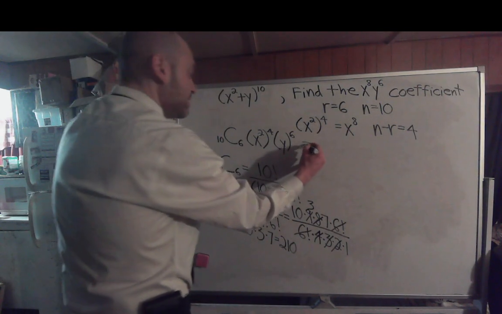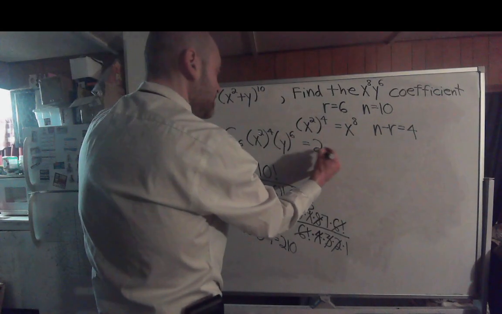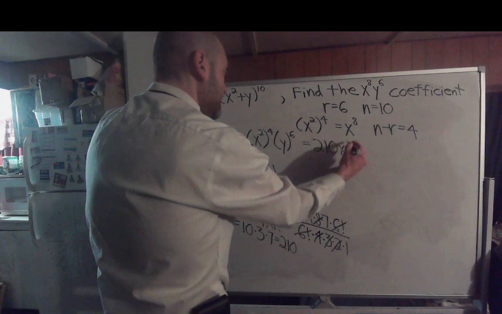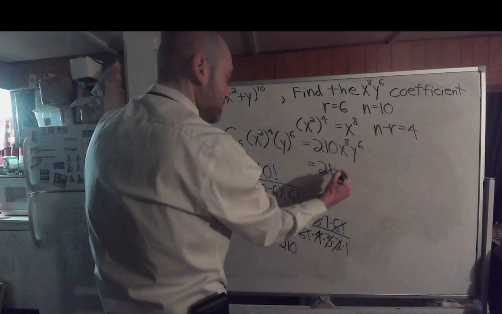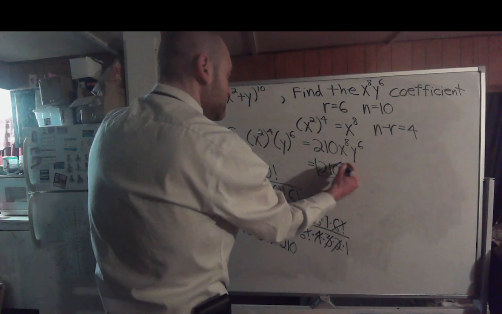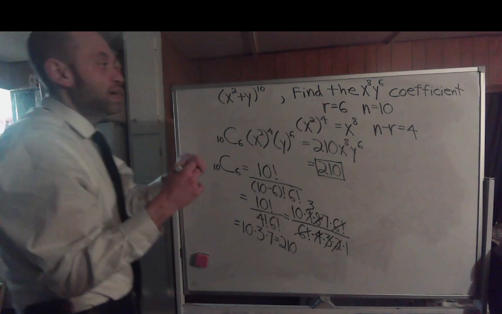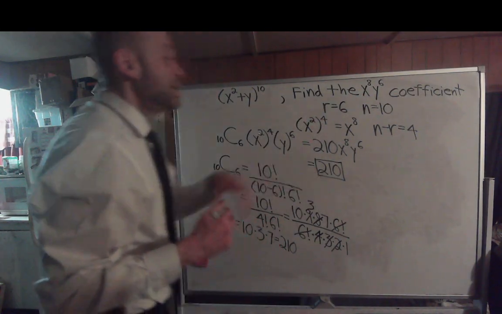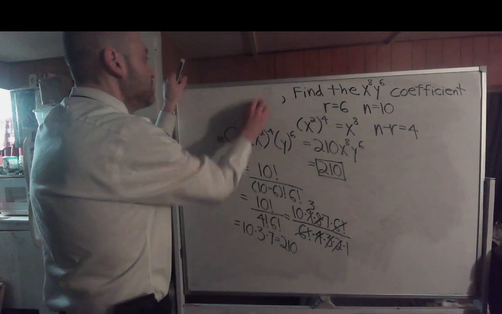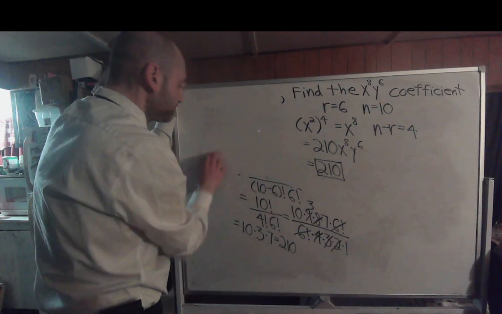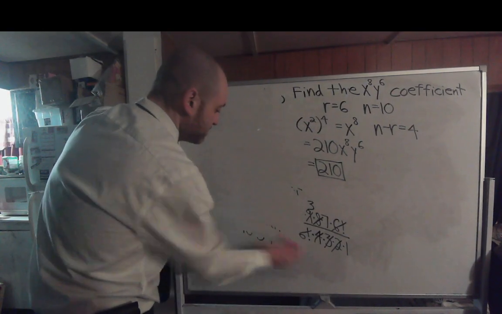So this is going to turn into 10 times 3 times 7, which would be 210. So this would literally become 210 x to the 8th, y to the 6th, meaning your coefficient is going to be 210. So the coefficient on the x to the 8th, y to the 6th term would be 210. One more like this, then we'll find whole terms. We'll see what that looks like.